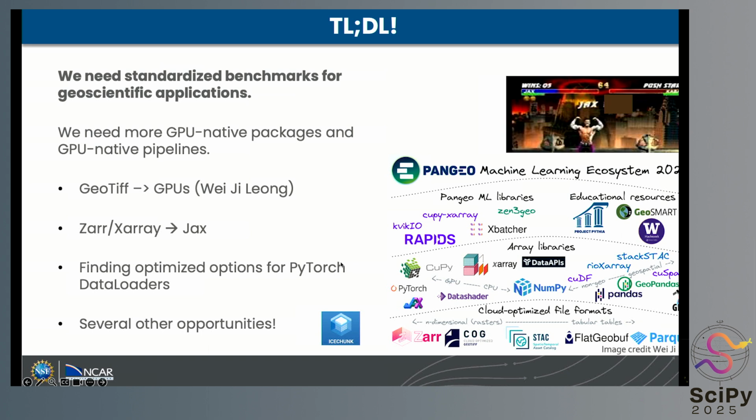We need more GPU native packages and pipelines, and there is a lot of work happening. GeoTIFF to GPUs is being developed by Wei Jiliang, DevSeed. Zarr Xarray to JAX is another workflow that's being explored. So we need to think about all these, and there are several opportunities in this space that we can talk more about. And this is just a snapshot of the PanGeoML community, the PanGeoML packages from 2023. We need to think about how it would look in the upcoming years. I just added Icechunk there as well, because that's new.